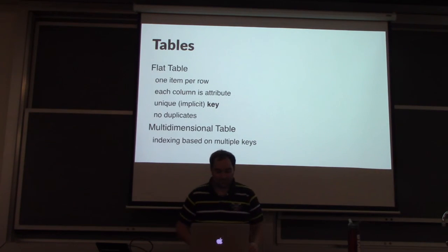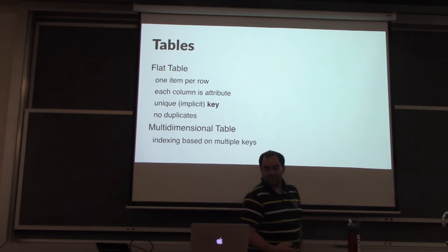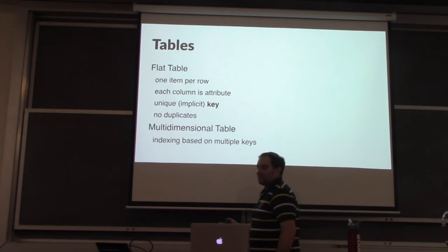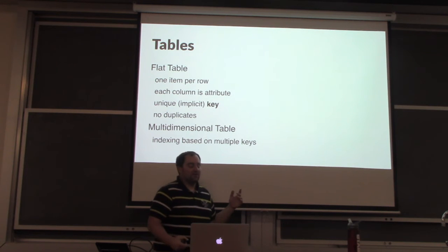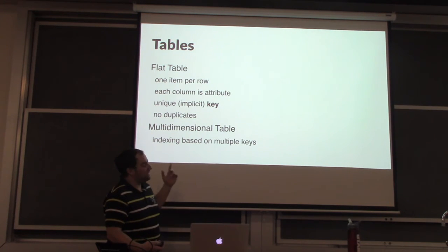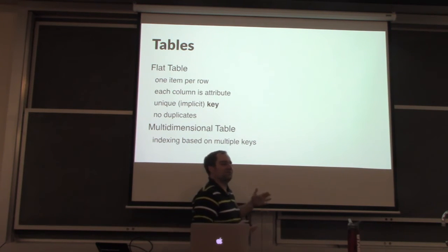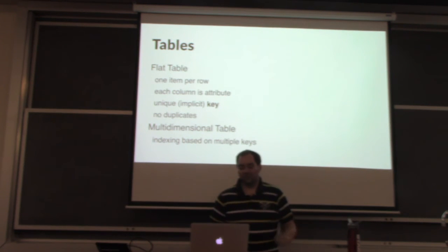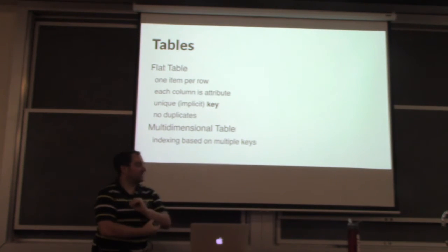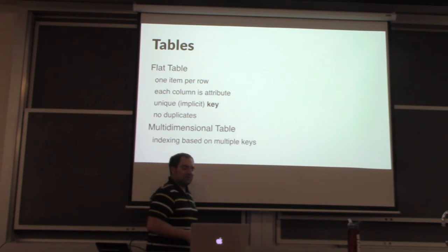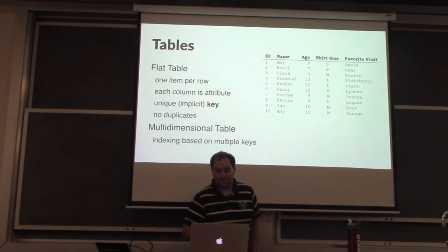Okay, let's talk a bit more about these major dataset types. So tables: there's the flat table where we have one item per row, and each column is an attribute. And tables have a unique key, but importantly, this can also be an implicit key. So it could be the position of the item in the row. That's what an implicit key is called. And typically, those tables shouldn't have duplicates. In multidimensional tables, we have indexing based on multiple keys. So I'll show you examples for those.